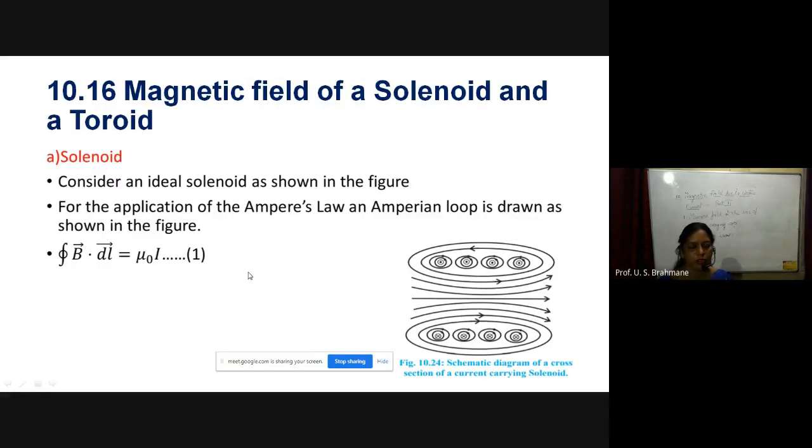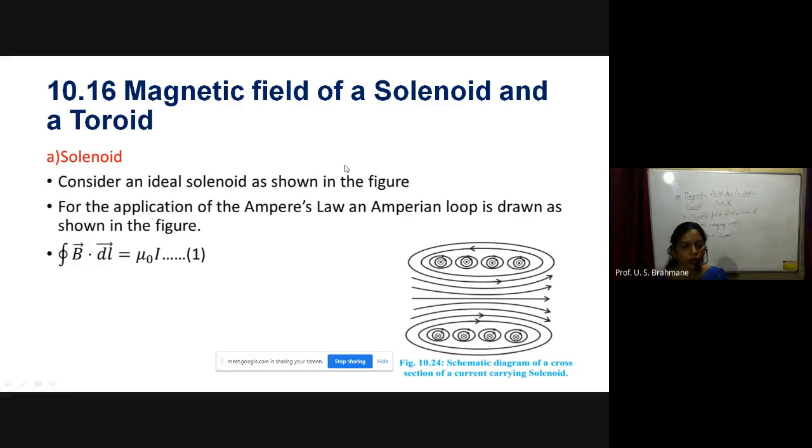Now the second application is the magnetic field of a solenoid and toroid. Before that, solenoid. A solenoid is nothing but a wire which is wound on a hollow cylinder and is connected to a battery. In that case, the solenoid acts like a bar magnet, because the lines which are formed are like the magnetic field of a bar magnet.